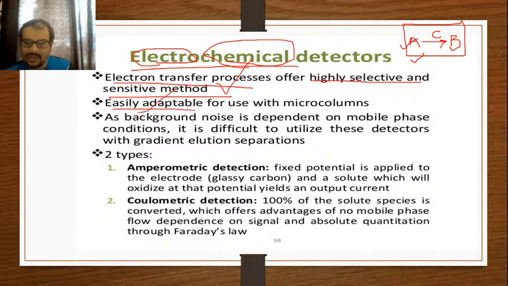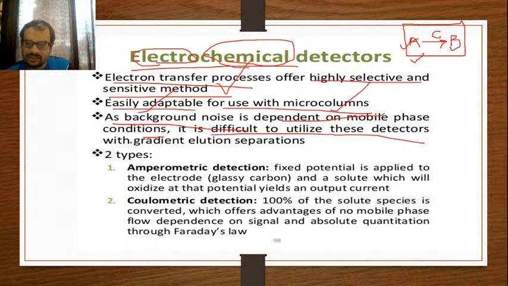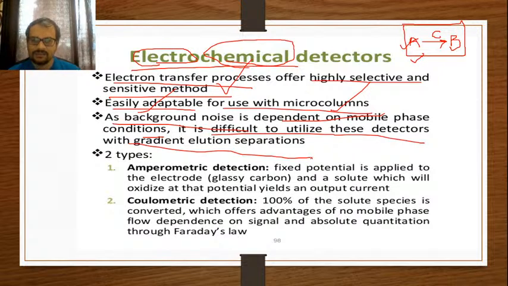You come to know that these methods can be easily adaptable for any kind of circumstances or laboratory procedures, for use with micro columns. As the background noise is dependent upon the mobile phase conditions, it is difficult to utilize these detectors with gradient elution separations. Remember, the mobile phase itself forms a component of these electrochemical processes and will affect your background noise, and hence these detectors cannot be utilized for gradient elution separations.